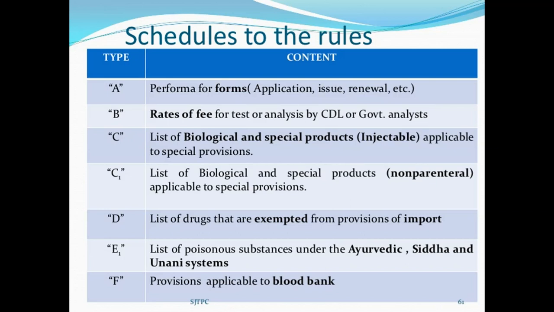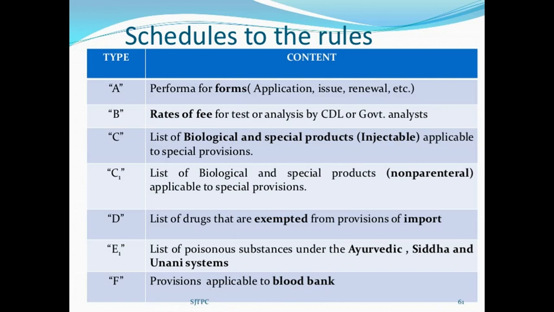And Schedule C1 drugs. What are Schedule C1 drugs? Those are non-parenterals. Biological drugs include penicillin. Penicillin injection comes under Schedule C, but penicillin tablet comes under Schedule C1. So what is given by non-parenteral route comes under C1. You have to remember that biological drugs are Schedule C and C1. The only difference is that parenterals or injectables are C, and C1 is non-parenterals.